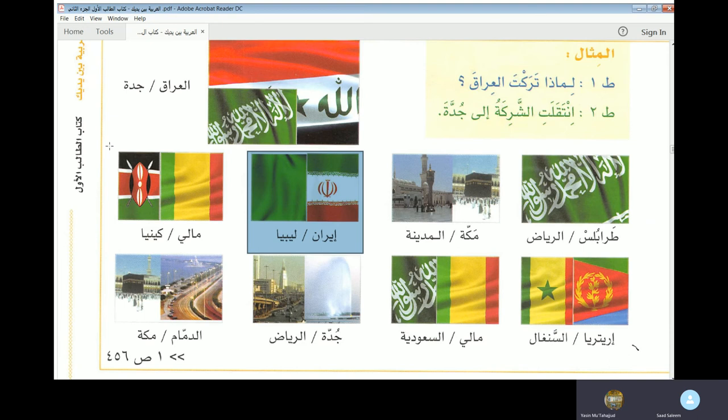لماذا تركت مالي؟ انتقلت الشركة إلى Kenya. Like Kenya.